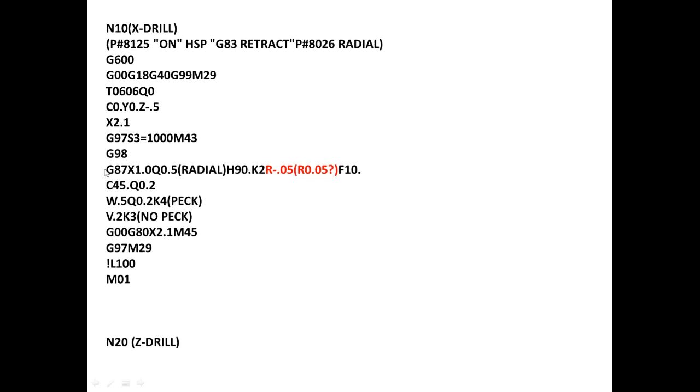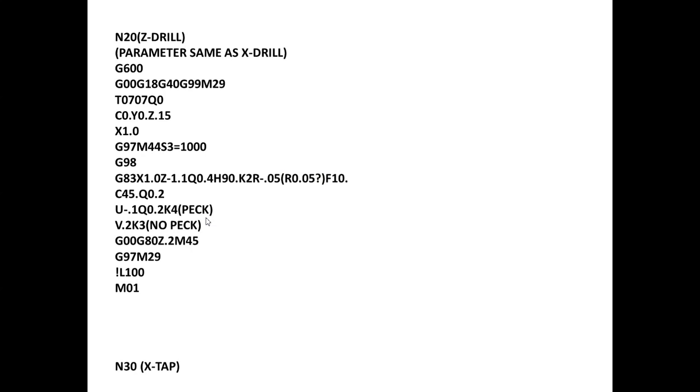Okay, so I'm gonna go forward. So this example is all exactly same. If you command the Q value, it's a pack. If you don't command the Q value, there's no packing. It's just a straight drilling, one shot. I'm gonna go to the Z-axis, the drilling and MITS control.